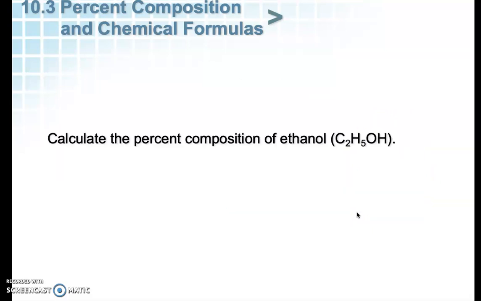Calculate the percent composition of ethanol, C2H5OH. So there's actually 2 carbons, 6 hydrogens, 1 here, 5 here, and 1 oxygen. Calculate the molar mass. Pause the video. And then determine the percent for each one.